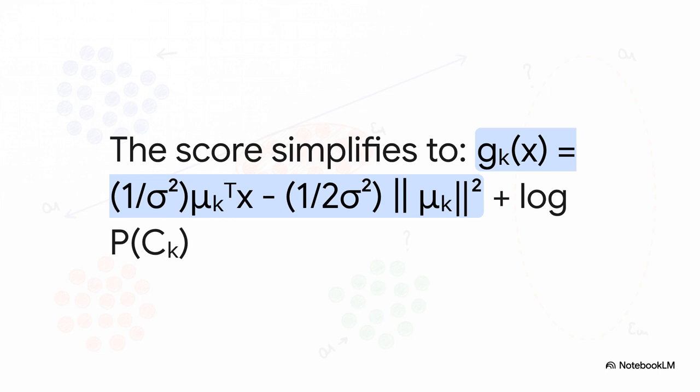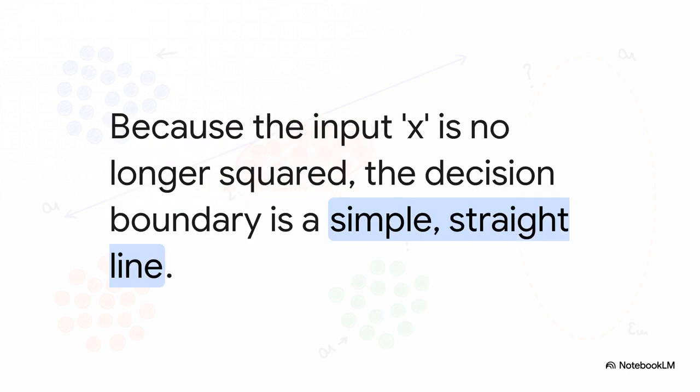And we're left with this much friendlier, much simpler formula. And here's the real kicker. Look closely at that simplified equation. Our input data, the x, is no longer being squared or doing anything complicated. And whenever that's the case, it means the boundary where the score for apple exactly equals the score for orange is just a straight line.